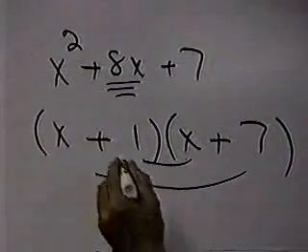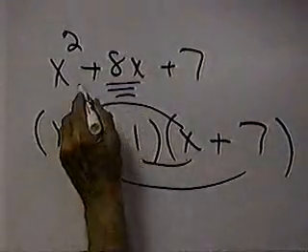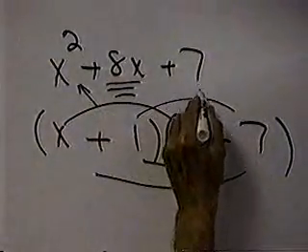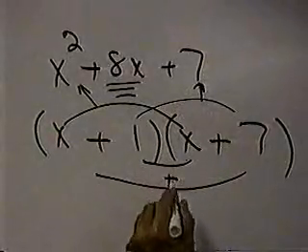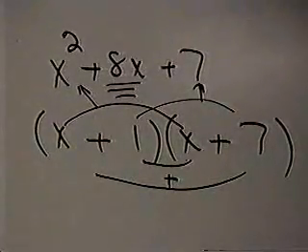Okay? So look at the FOIL method. First times the first, yes. Last times the last, yes. Inside plus outside, yes. Checks.